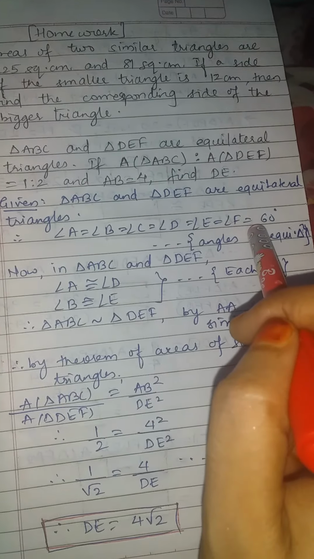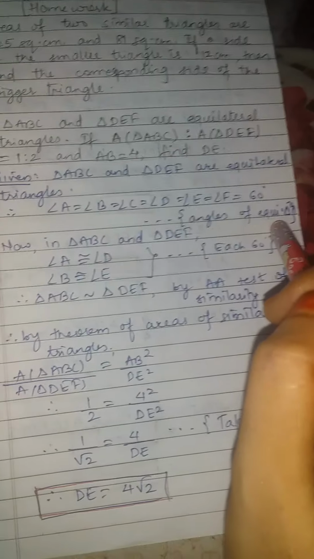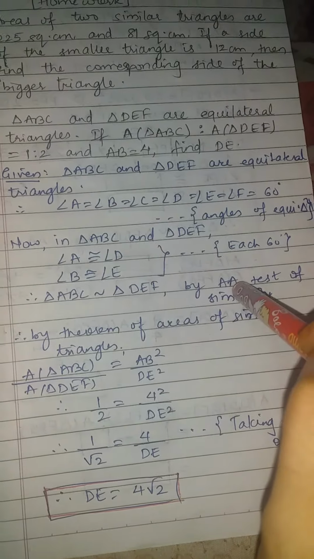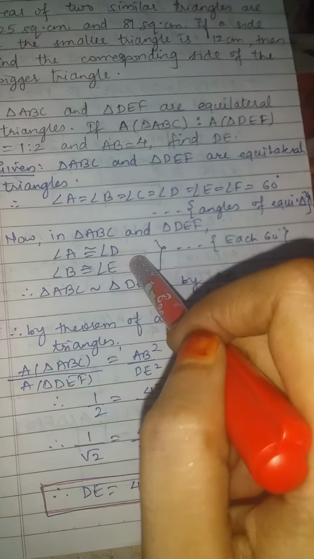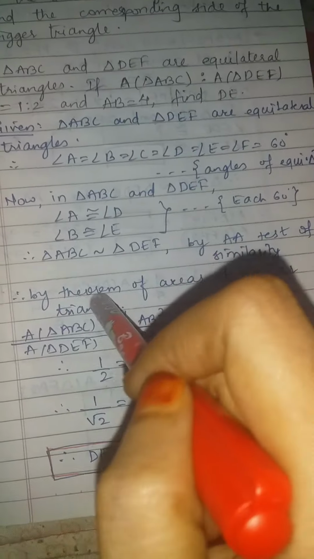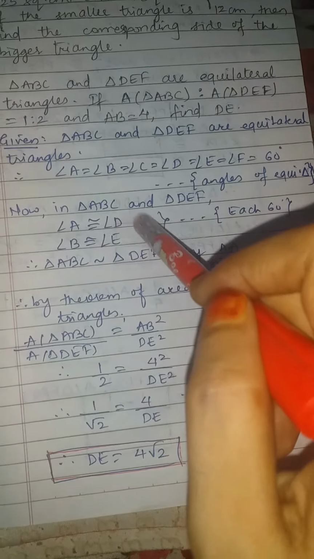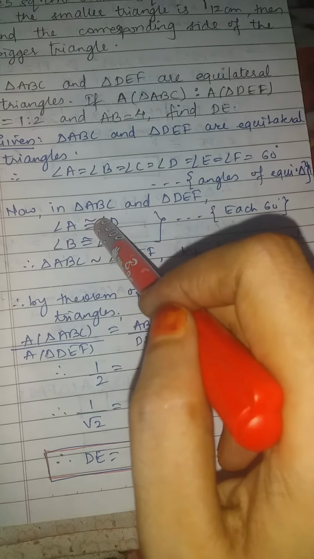All these angles are equal to 60 degrees each. The reason here is angles of an equilateral triangle. Now let us prove the two triangles similar by, of course, the simplest AA test for similarity, and then after proving the two triangles similar, we can apply the theorem of areas of similar triangles. Without proving them similar, we can't apply the theorem. So that is the reason why we are going to first prove them similar.